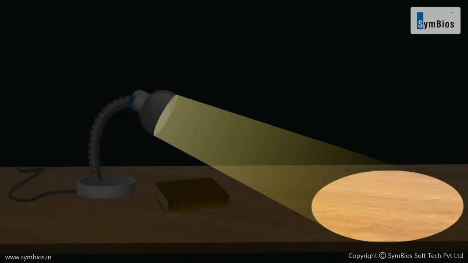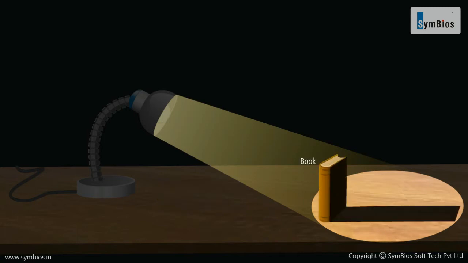Allow the light from a lamp to fall on a table. Place a book between the lamp and the table. What do you notice? A dark area is formed on the table behind the book. This is the shadow of the book. This dark area, called a shadow, is formed because the book is opaque and it obstructs light from passing through it.